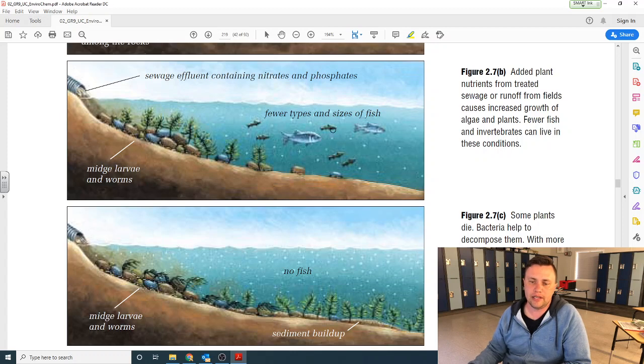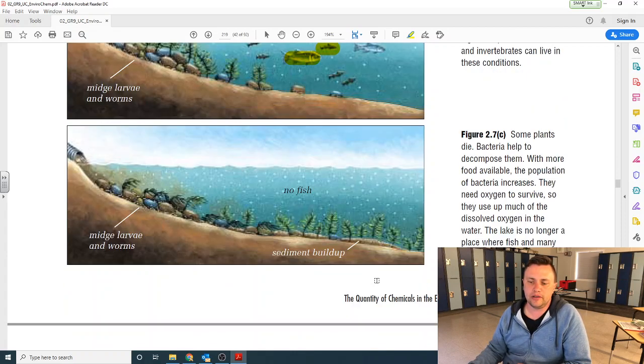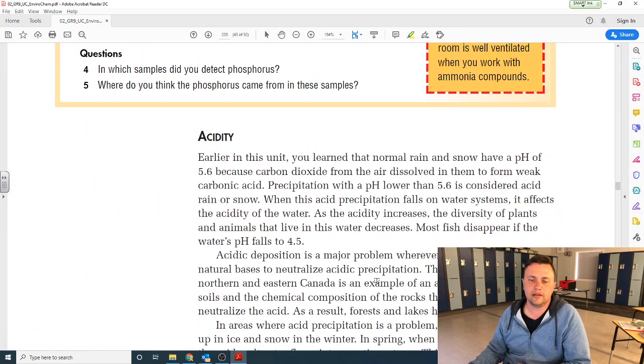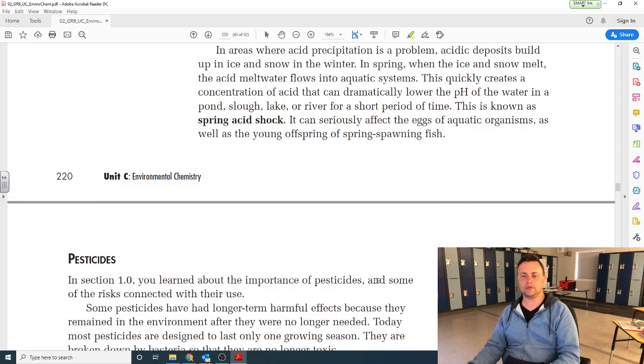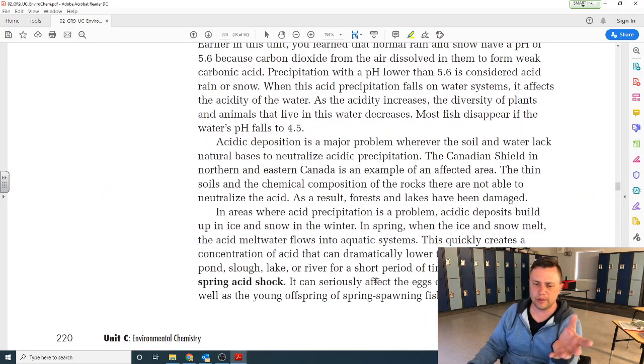Like these guys here need oxygen to survive. But these guys don't need a ton. Bacteria steals it all and kills everything. Acidity, which we're talking about, pH. I already talked about that a bit.